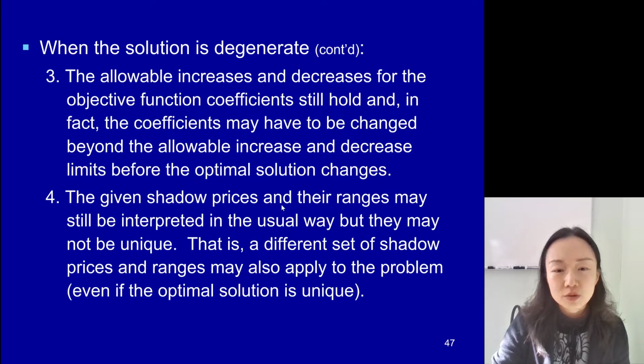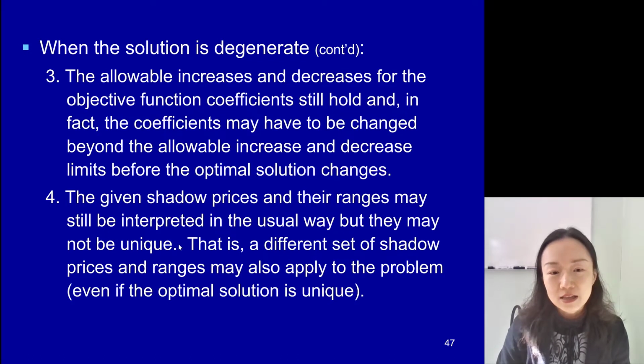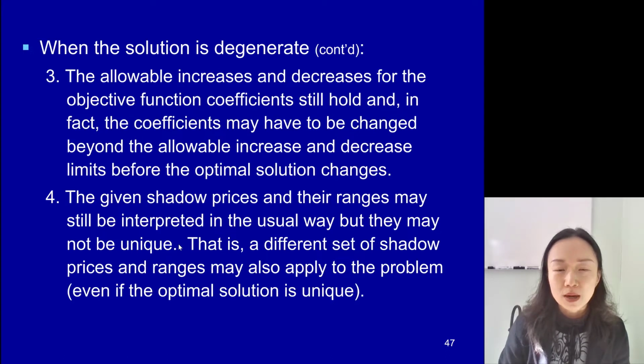And the given shadow prices and their ranges may still be interpreted the usual way, but they may not be unique. So you can probably understand here because the reduced costs are closely related to the shadow prices. In the previous slide, we talked about when we have a problem being degenerate, the reduced cost may not be unique. So here, the shadow prices and their ranges may not be unique either.